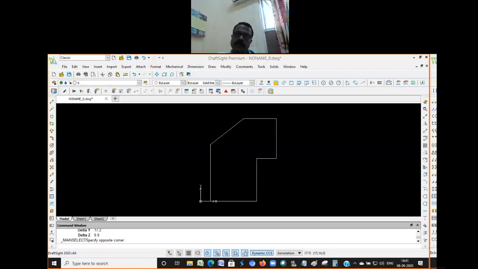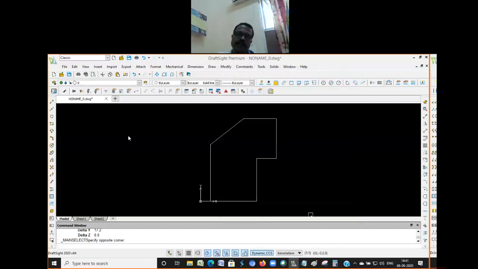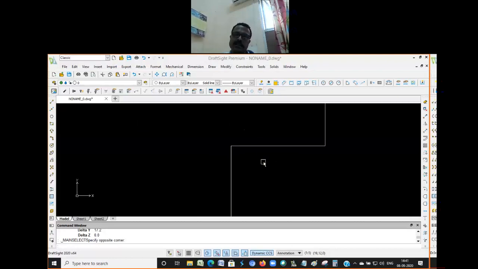Okay, so another command which is also important is the fillet. Fillet. So sometimes you look at the edges. So which is this edge? So this, the corner here. This corner is 90 degrees, as you can see on the screen. This is a line, this is another line. So the angle here is 90 degrees.